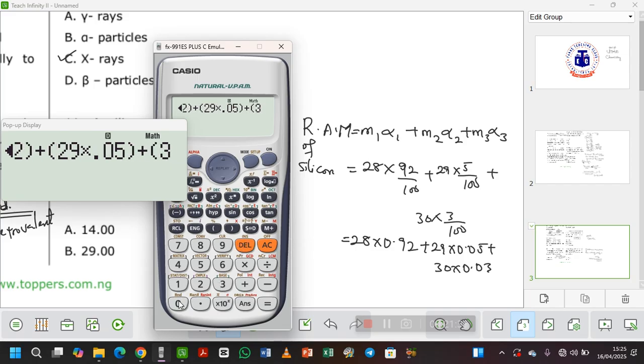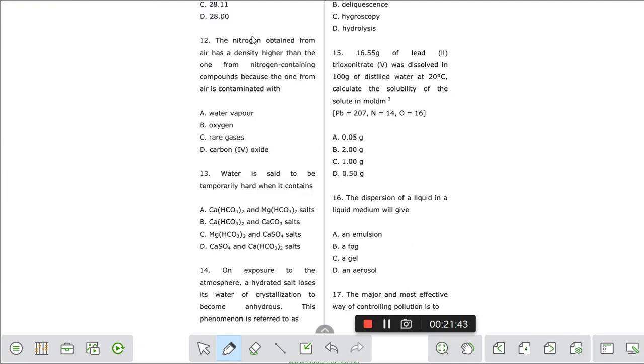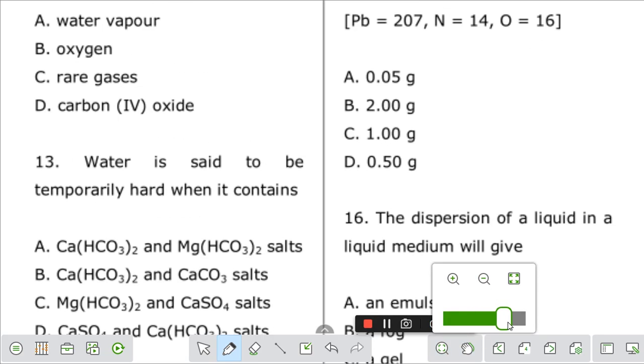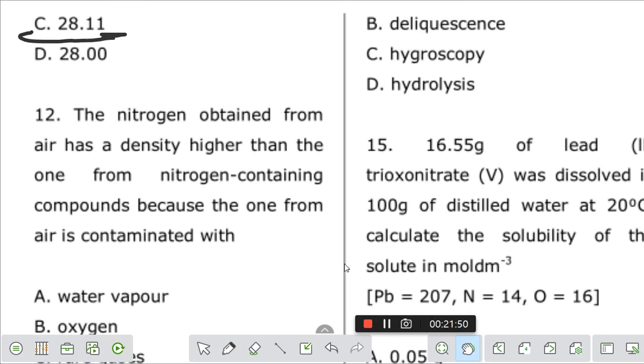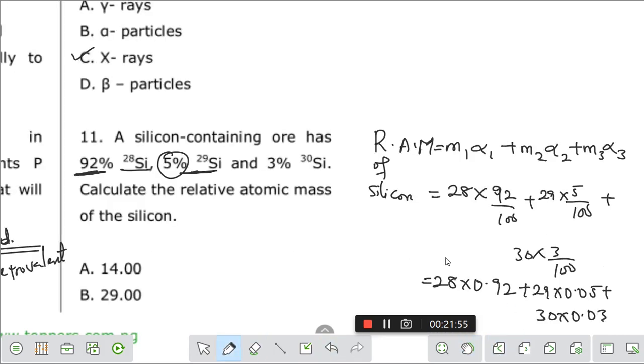So we have 28.11. That was the answer. You can see the answer already. This is it, 28.11. So that's our final answer. So the relative atomic mass of silicon is 28.11. It does not have units, just leave it like that.